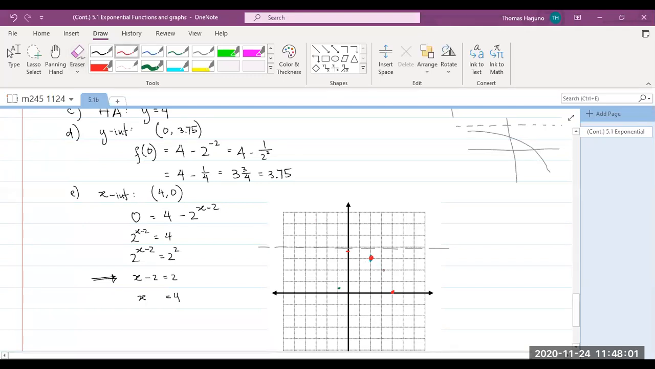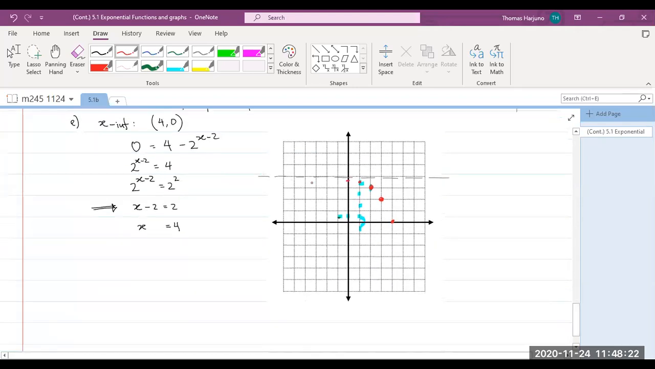It will land here. How about this guy? 2 to the right, upside down, up 4. 1, 2, 3, 4. It will land here. Now we have a better picture of what it will look like. It will look approximately like this.